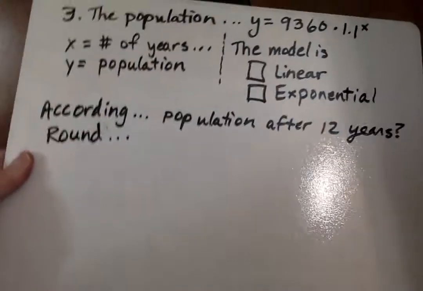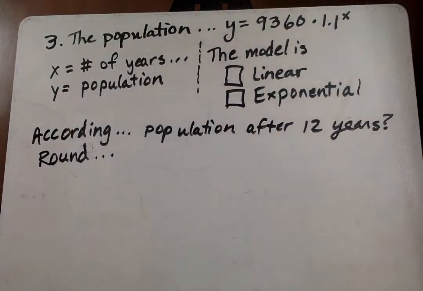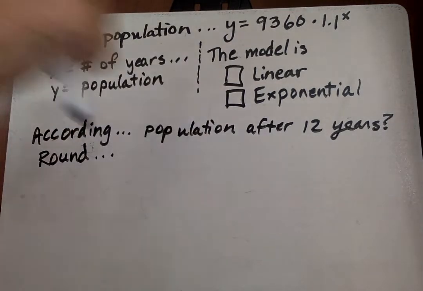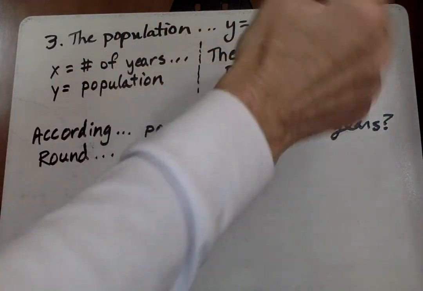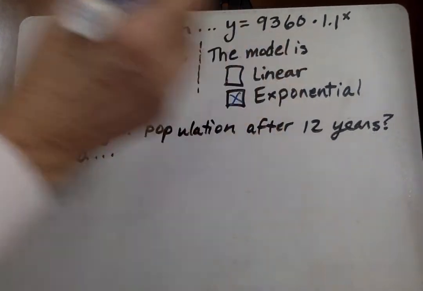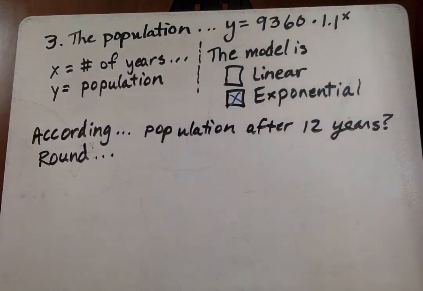Okay, number 3. The population of a city is modeled by y equals 9360 times 1.1 raised to the x power. X equals the number of years, y is the population. Is the model linear or exponential? Well, I'd look at this and ask, are there any exponents? Yes, there is. So it's an exponential equation, and it's an exponential model.